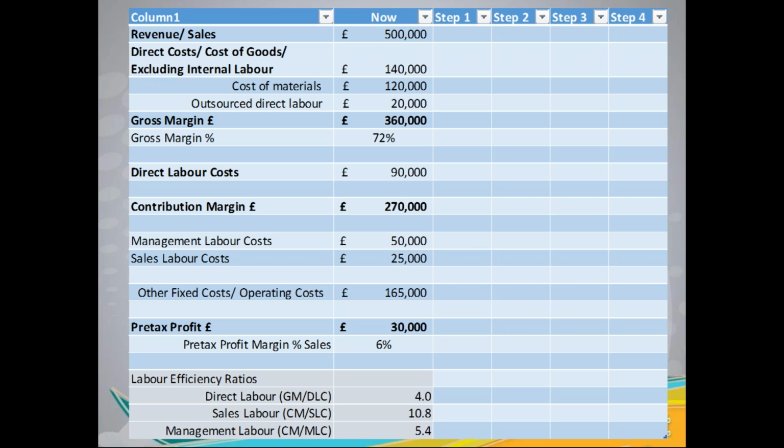So you can see that the direct labour ratio is 4, the sales labour is 10.8, and the management labour is 5.4, which on their own don't mean anything, because we don't know whether they're good or bad, but we know we're making 6%. So if we're making 6% net profit, then according to that framework earlier on, we're just out of life support. So we're probably in the recovery unit at the minute, but we're being very closely monitored.